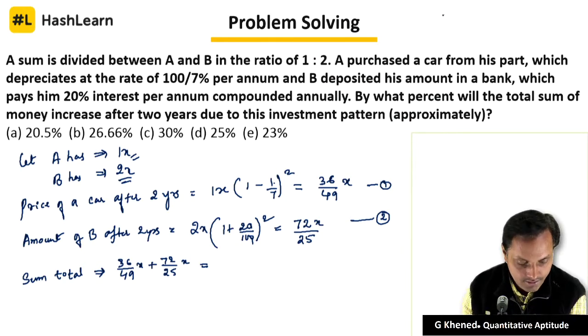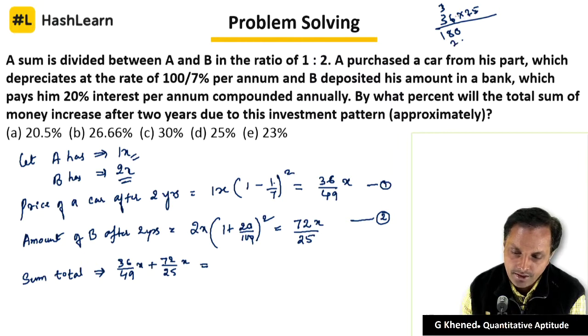So 36 into 25, 5 6s are 30, carry 3, 5 3s are 15, 16, 17, 18, 6 2s are 12, carry 1, 3 2s are 6, plus 1 is 7.